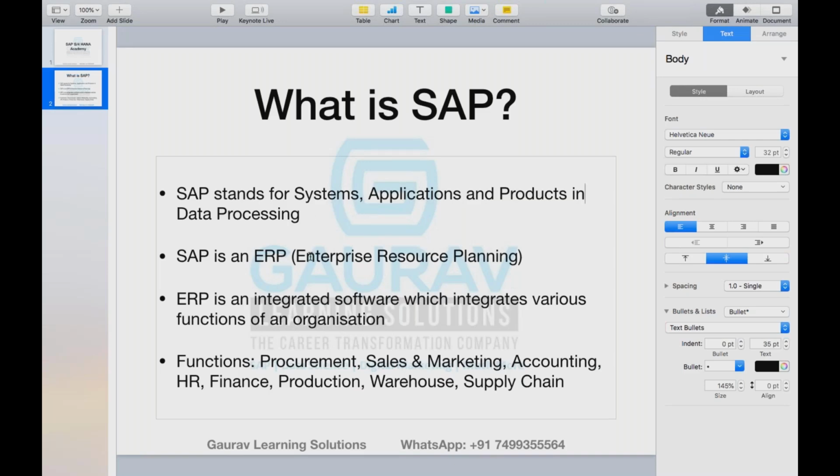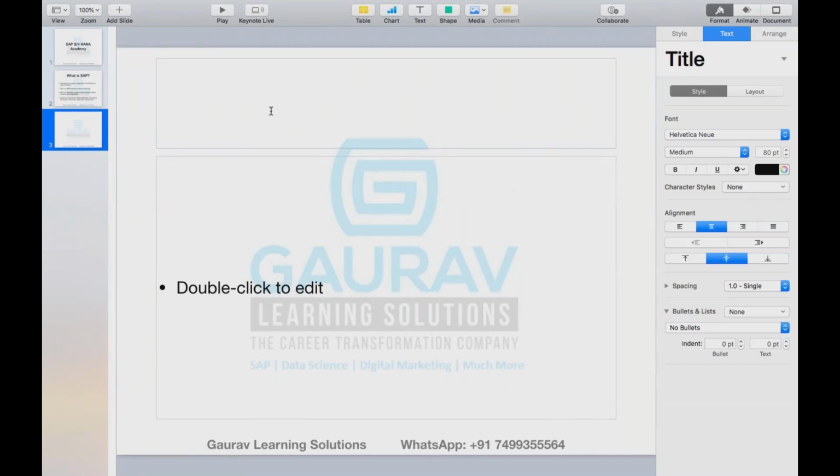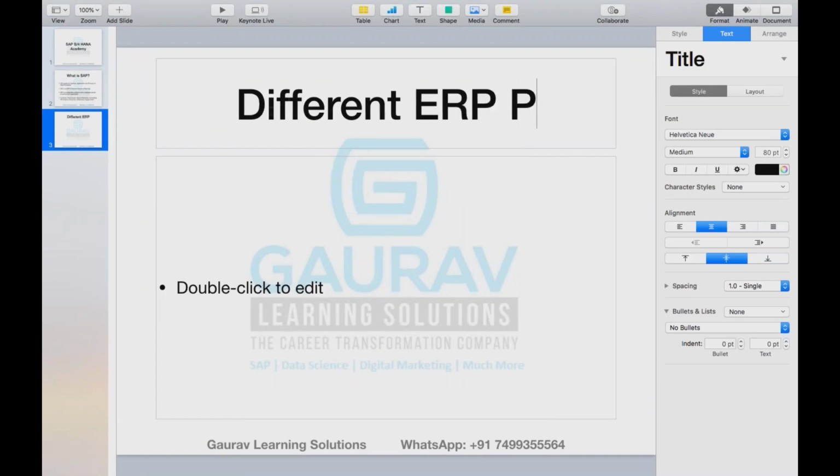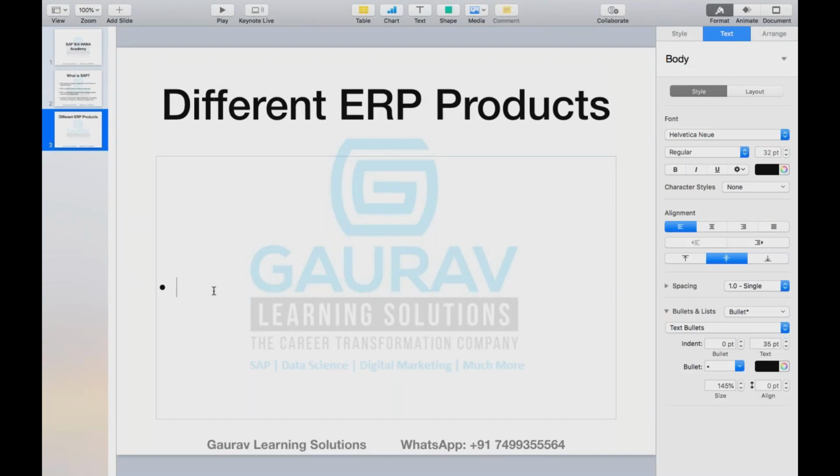Okay, so SAP is one of the ERP products available in the market. Now, what are the different ERP products available in the market? Obviously, number one is SAP.